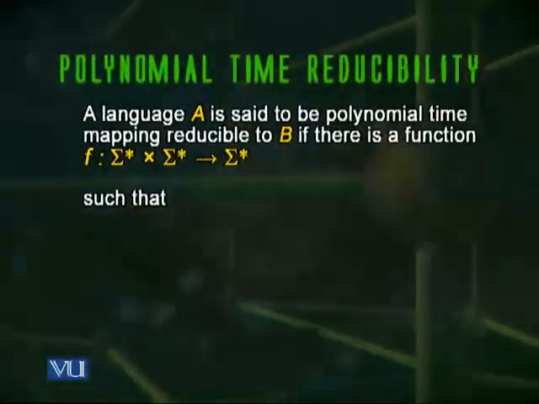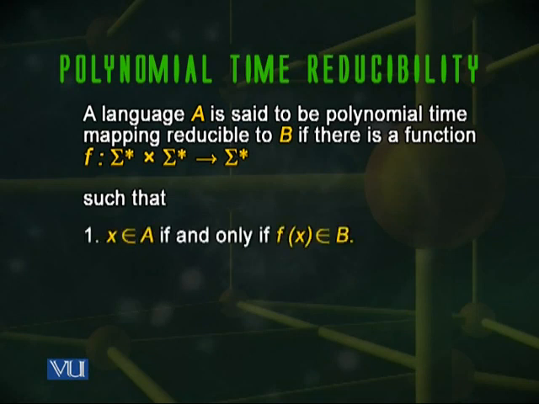In computability, it was enough for us that we were able to reduce a problem A into another problem B. In complexity theory, we would insist that not only are we able to reduce the problem A into the problem B, but we should be able to do it quickly enough. Reducing the problem should not take too much time, too many resources. So we come up with this new notion of polynomial time reducibility. A language A is said to be polynomial time reducible to B if we can find a function f that maps Σ* to Σ* such that x is in A if and only if f(x) is in B. That is one requirement.